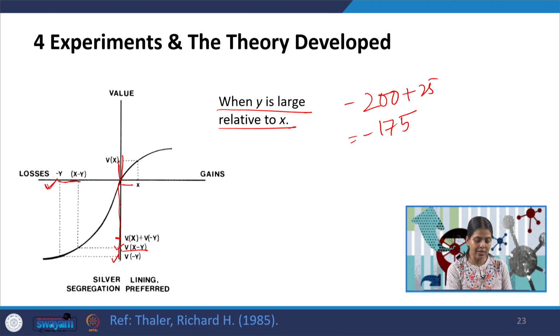So, now you can see that v of x minus y is actually a larger negative number as compared to v of x plus v of minus y. So, as a result of which segregation is preferred. This is called segregation is preferred, and this is called silver lining.